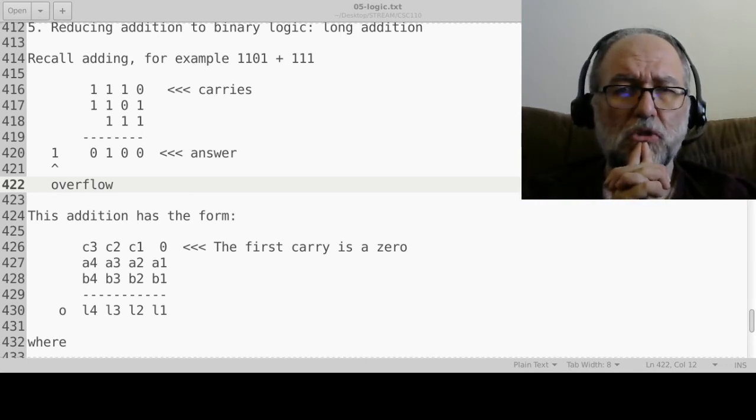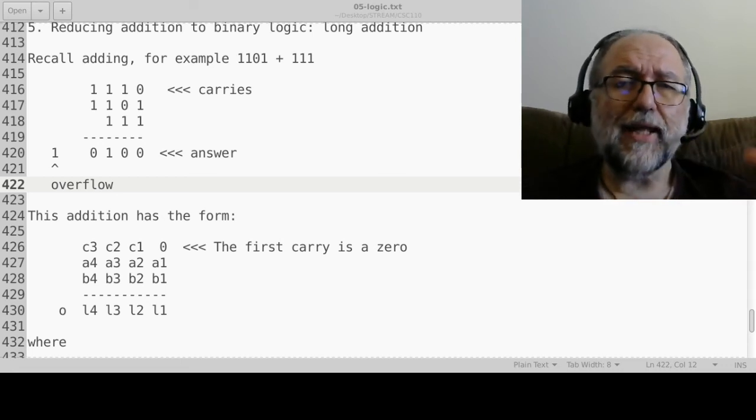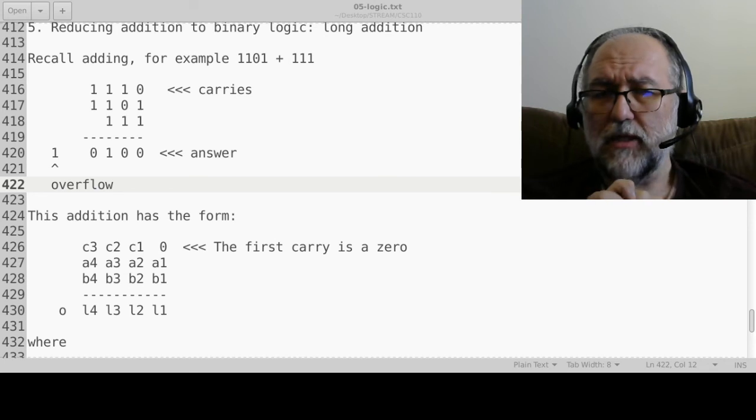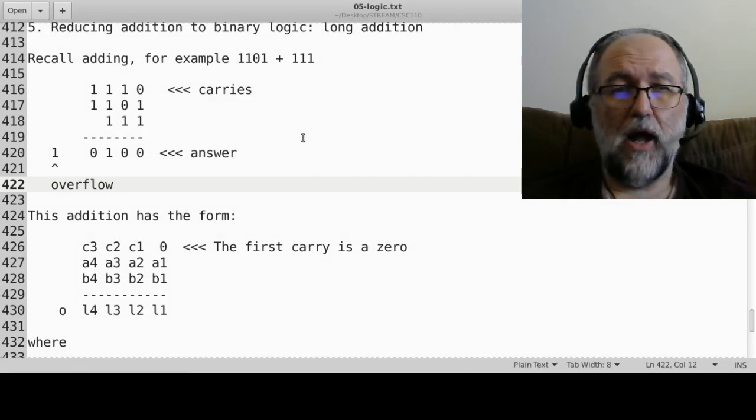Now you say each column is 3-bit addition, and we have a machine to do 3-bit addition. Can we collect together those 3-bit adders and make a full adder? And the answer is yes. That's exactly the circuit that I'm going to show you, and that'll end the lecture. Okay, how many 3-bit adders are we going to need? Well, how many columns did we have?